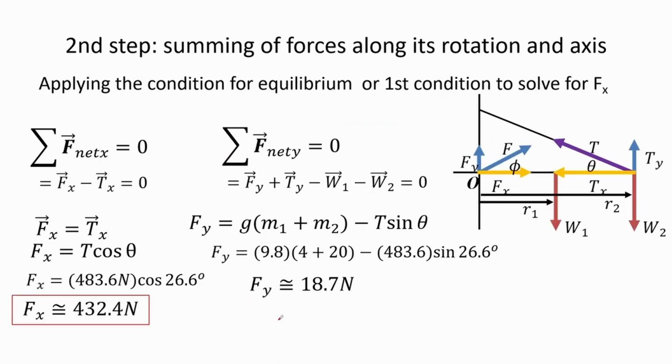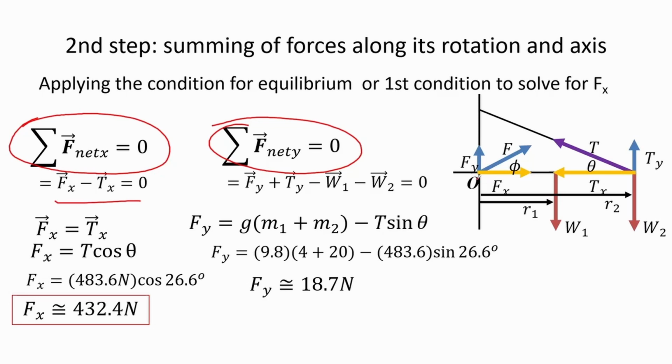To determine the force exerted by the wall we use the first equation of equilibrium, which simply is the sum of forces along its axis. We see that the forces along x are just the x component of the force of the wall minus the x component of the tension of the wire. Upon substitution of the values of T and theta we get that the force Fx, or the force exerted by the wall on the rod, is around 432.4 newtons.